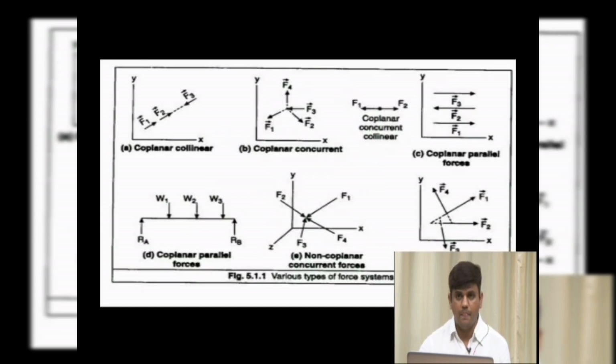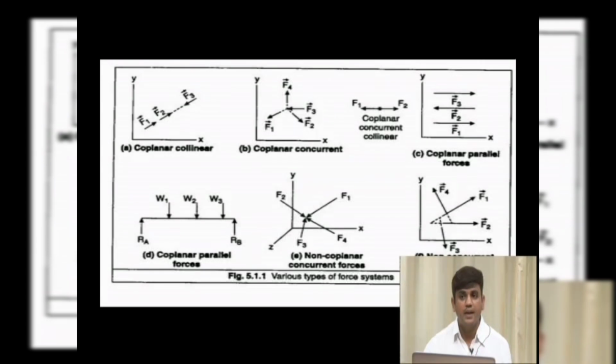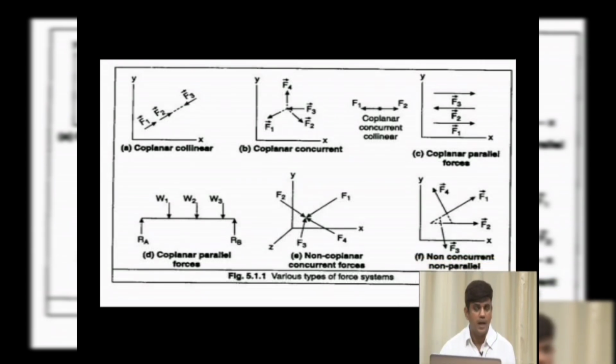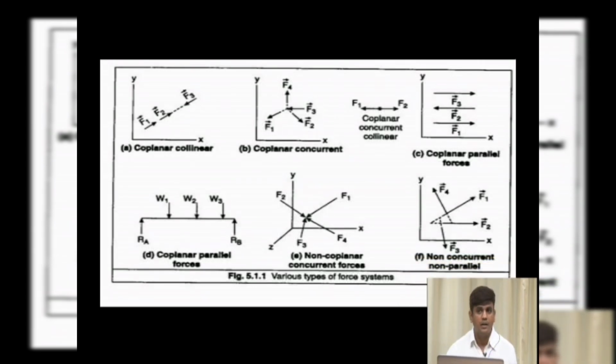Moving further, the various types of force systems, as I told you: coplanar and non-coplanar. Pictures A, B, C, D are typical examples of coplanar, and in E and F you can observe the non-coplanar force system. First one, as I told you, coplanar collinear.